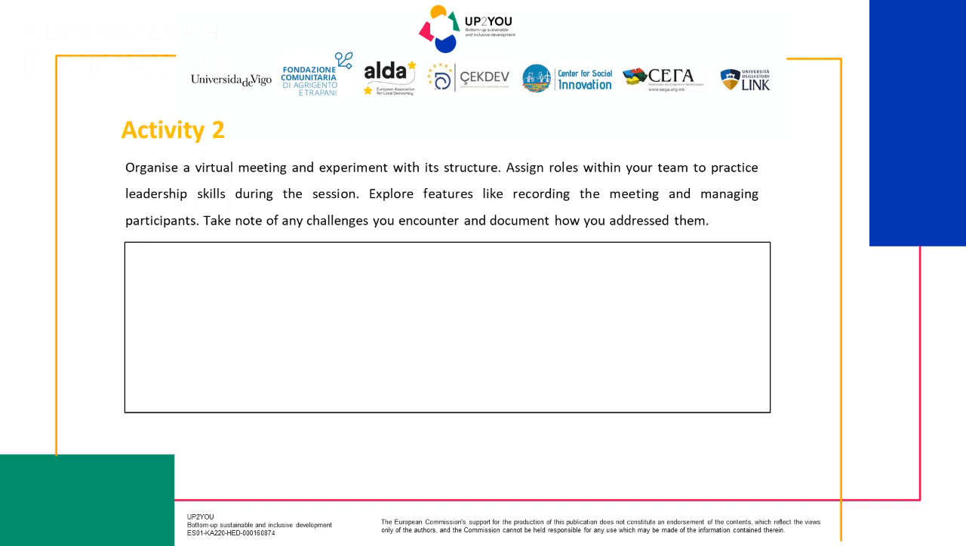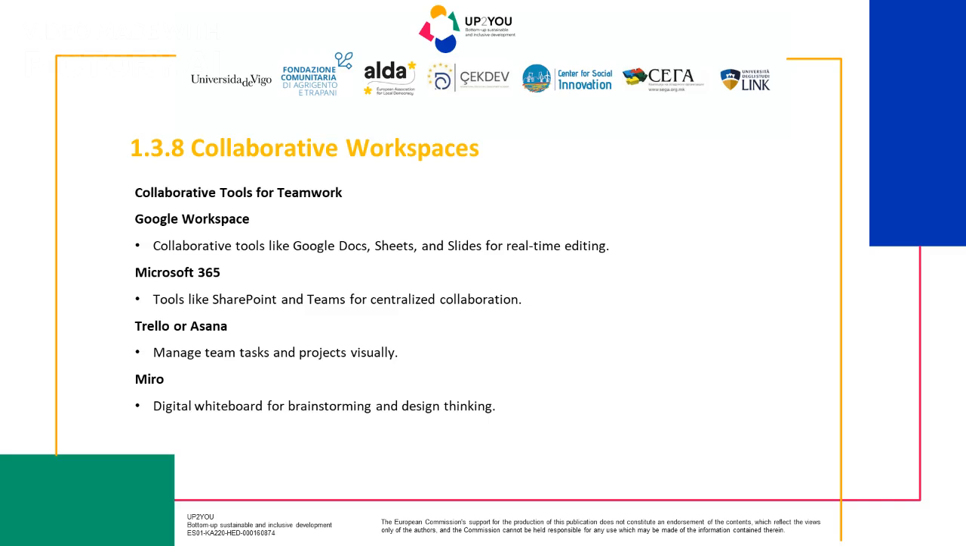Collaborative tools like Google Workspace, Microsoft 365, Trello, Asana, and Miro help teams work together efficiently. These tools support real-time editing, task management, and brainstorming. Use shared documents or whiteboards during meetings. Assign and track tasks using project management tools to ensure effective collaboration.